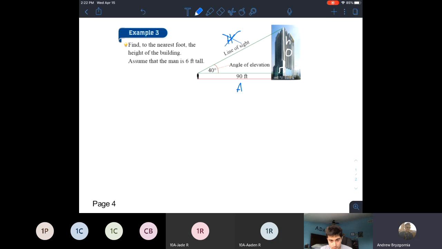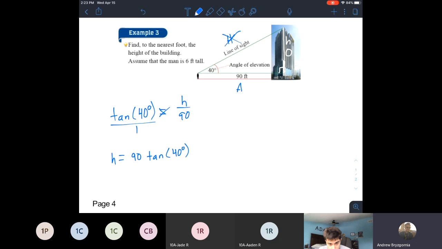So, what we're going to do then, since we have opposite and adjacent, that means that we're going to need tangent. It is going to be tangent of 40 equals opposite over adjacent, which is h over 90. I've told you always put it over 1 and then cross multiply. So we will have h equals 90 times tangent 40. And then I'm just going to type this into my calculator. And what I get is that the height was 75.52.